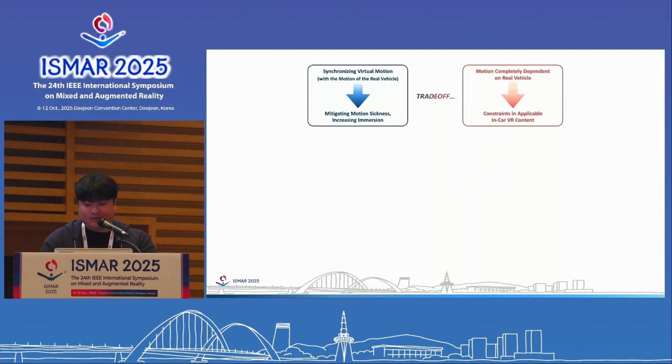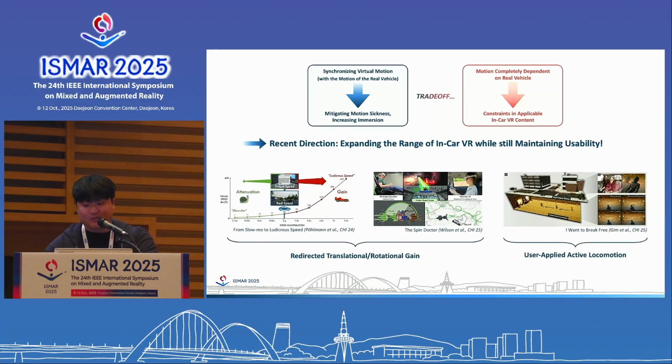As such, the recent direction of in-car VR research is trending towards expanding the potential applications of self-motion while still maintaining usability, such as through applying redirected gains, such as these studies from the University of Glasgow, or enabling user-applied locomotion for a wider range of motion, which was a previous study done by yours truly.